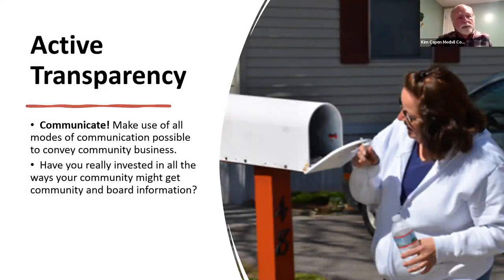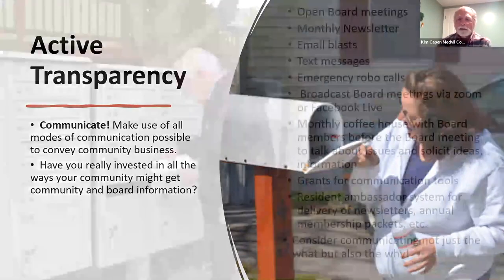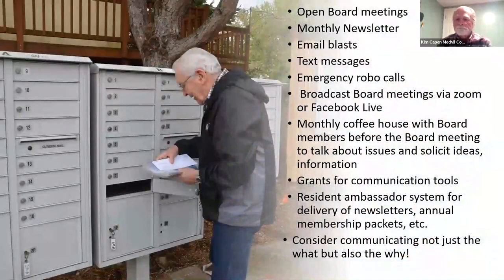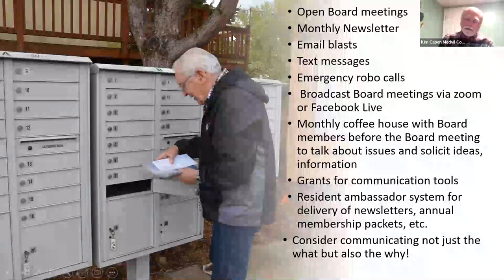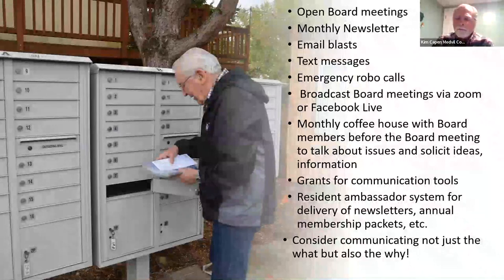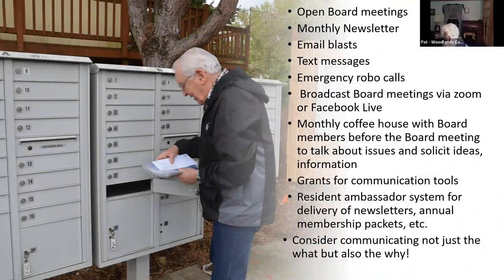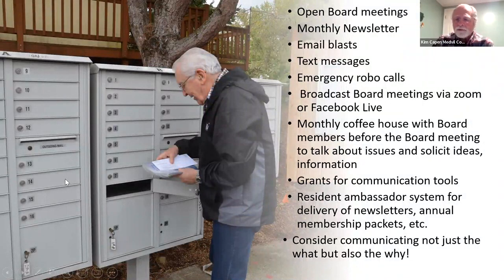Now, active transparency. Make use of all modes of communication possible. There are nine ways to Sunday to communicate. And why would you use all of them? Can somebody give me a quick answer to that? People get their information in different ways. We have a newsletter in our community that is printed and dropped off by our ambassadors at every home of someone who wants one. And it's emailed to everybody who says, I don't read paper, I read emails. So they get it that way.